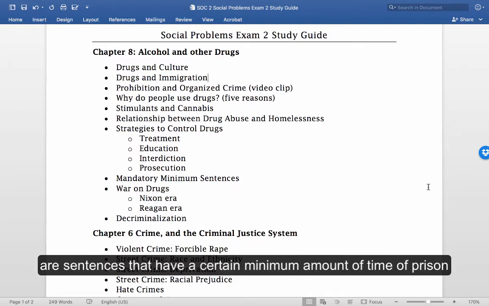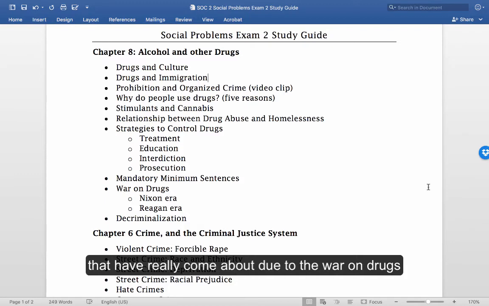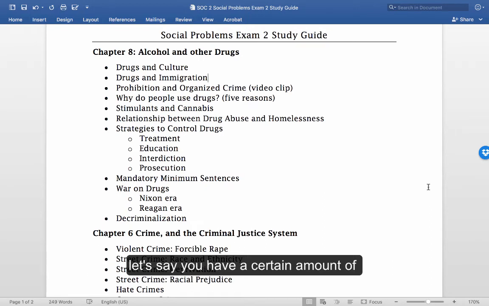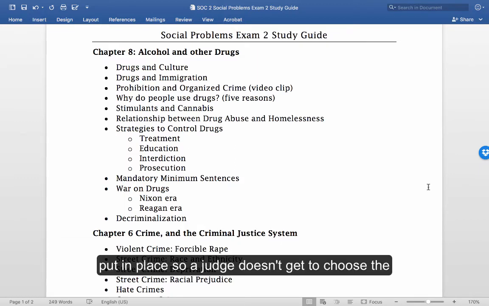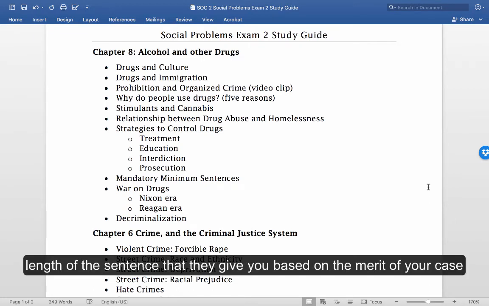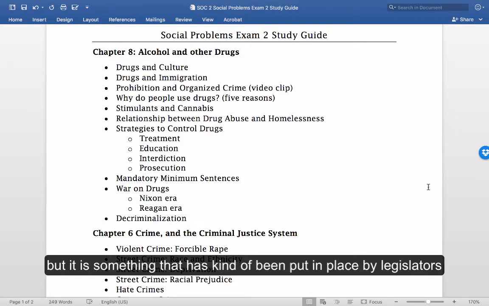Mandatory minimum sentences are sentences that have a certain minimum amount of time in prison that have really come about due to the war on drugs. Because of them, there are certain criteria where, let's say you have a small amount of a drug, but you also have a gun, right? Because of those two together, there's often a mandatory minimum sentence put in place. So a judge doesn't get to choose the length of the sentence based on the merit of your case, but it's something that's been put in place by legislators.